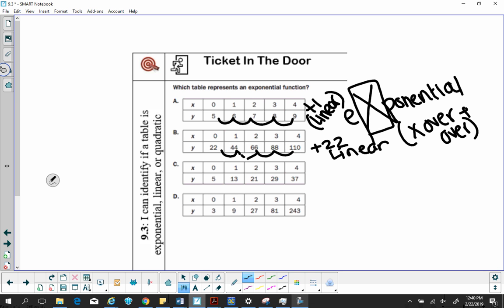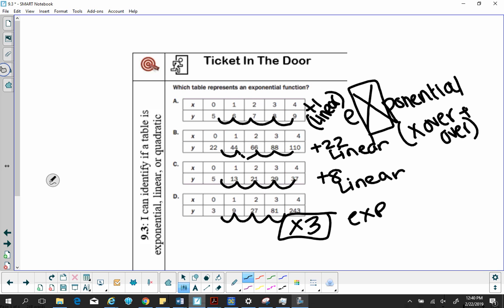What about this next one? A lot of people add. Adding by 8, so it's linear. A lot of people pick that answer. And what's this one doing? Multiplying by 3. Multiplying by 3, so we know it's exponential.